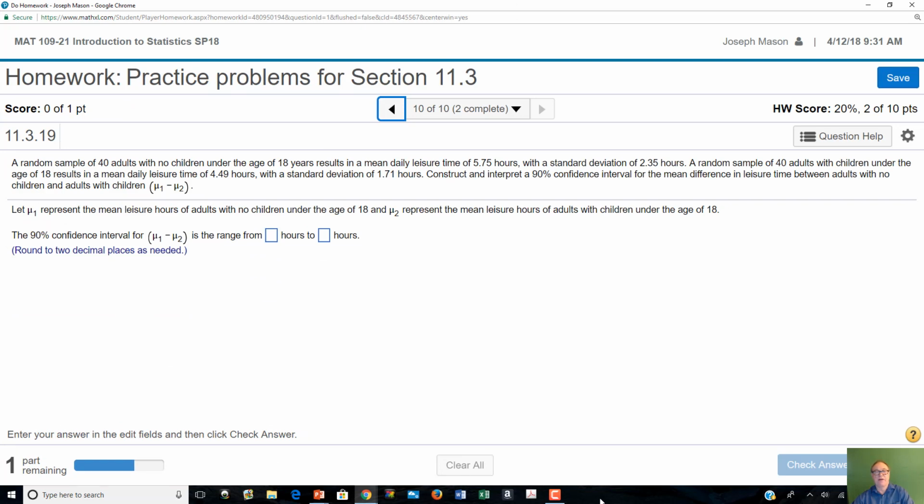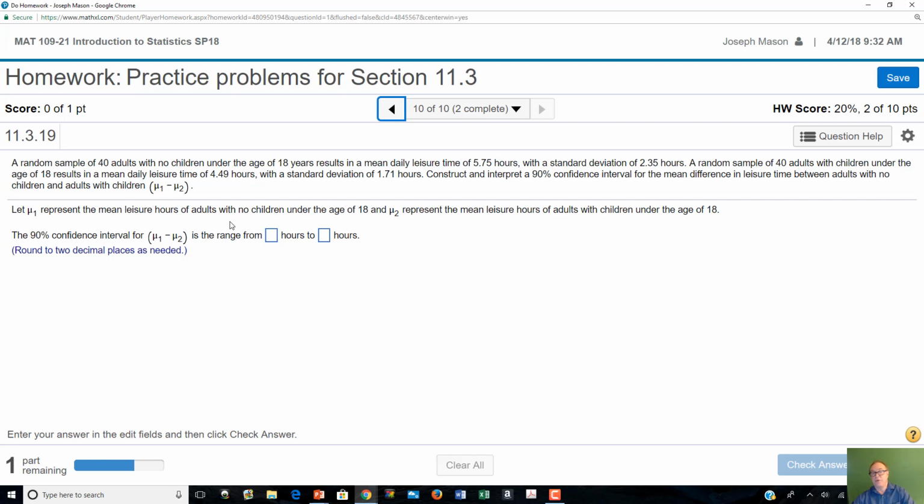a random sample of 40 adults with no children under the age of 18 years results in a mean daily leisure time of 5.7 hours with a standard deviation of 2.35 hours. A random sample of 40 adults with children under the age of 18 results in a mean daily leisure time of 4.49 hours with a standard deviation of 1.71 hours. Construct and interpret a 90% confidence interval for the mean difference in leisure time between two adults with no children. So, the 90% confidence interval.